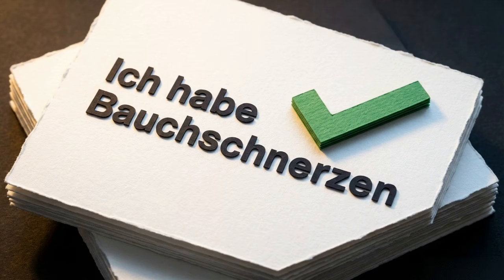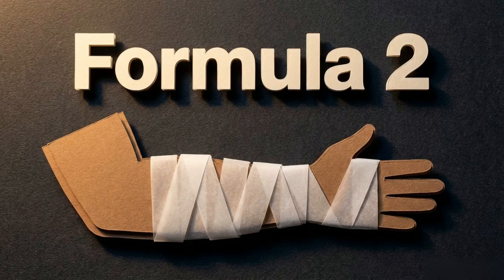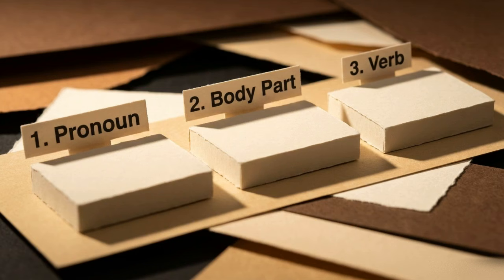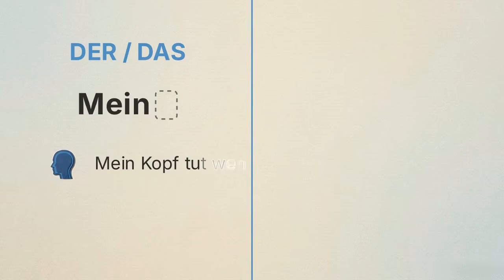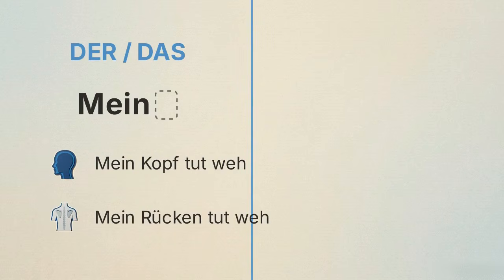This method is effective because it allows you to describe a specific ache using a single noun, without needing to conjugate additional verbs. A second, more common way to describe pain in German uses the verb wehtun, which literally means to do hurt. This structure follows a specific order: a possessive pronoun, the body part, and finally the phrase tut weh. For masculine and neutral parts, use the pronoun mein. No letter is added to the end. This forms sentences like mein Kopf tut weh or mein Rücken tut weh.